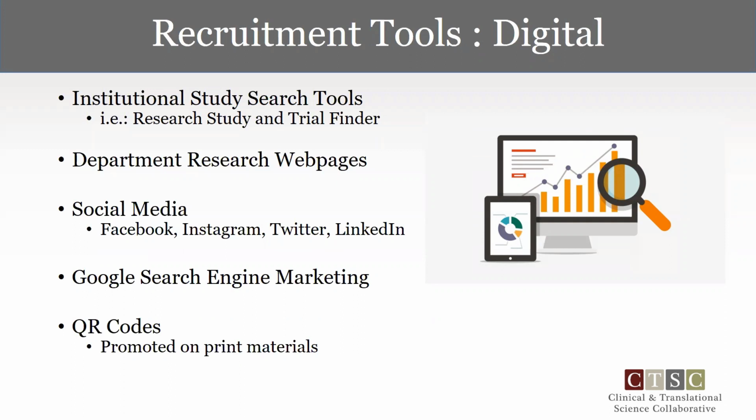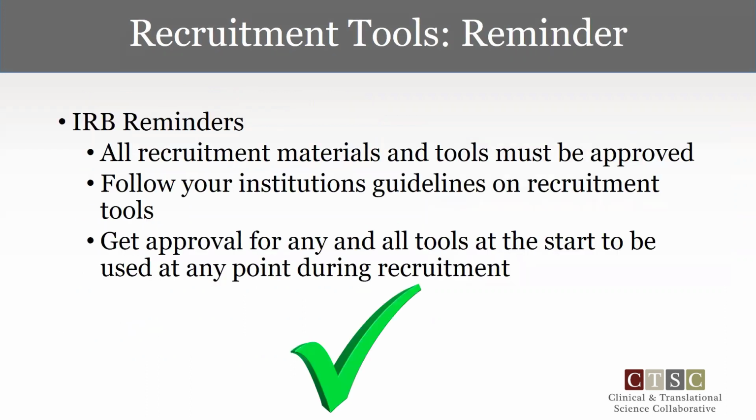Google search engine marketing. When searching on Google, it can generate your study when the study condition is being searched. A paid advertisement can almost guarantee visibility and pushes it to the top of the search results, while unpaid requires additional searches for visibility. And QR codes. These can be promoted on flyers and print material. It is another method of drawing a person's attention to your website.